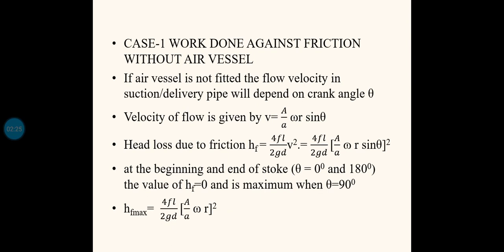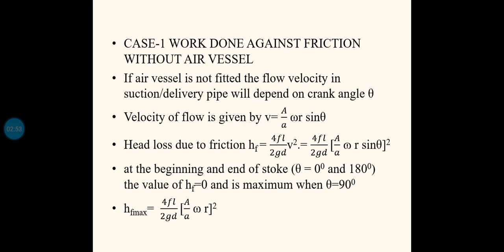We are considering the reciprocating pump not fitted with the air vessel. In that case the flow in the entire suction pipe and delivery pipe will depend on the crank angle theta, so it won't be uniform. Based on the theta value, the velocity will vary inside the suction pipe and delivery pipe. Once the air vessel is fitted, the flow becomes uniform through the entire length of the suction pipe as well as the delivery pipe. That is the advantage of fitting an air vessel.